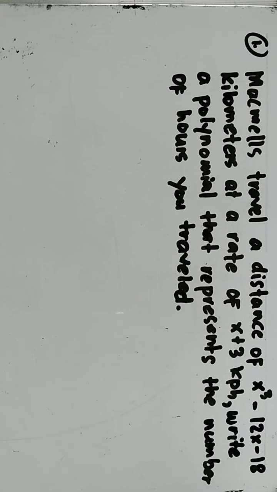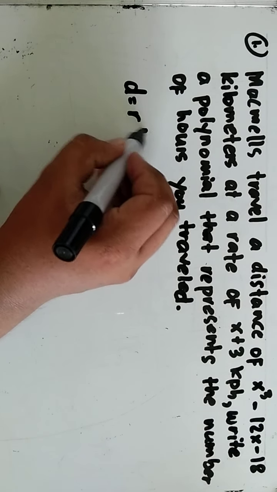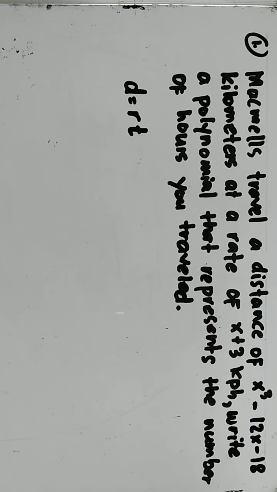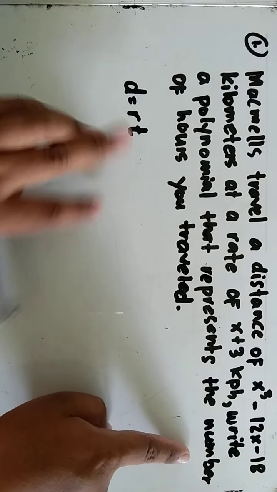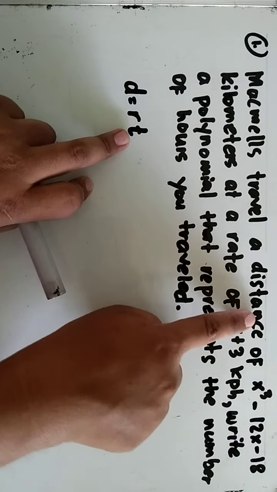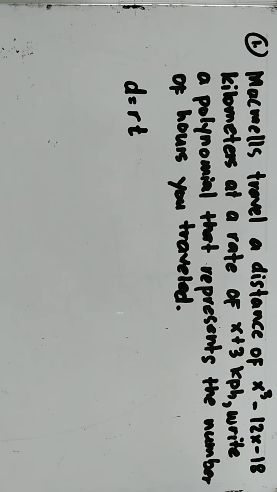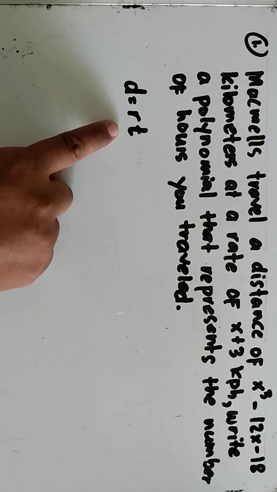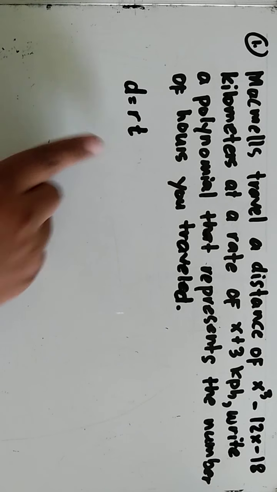So, ganito yun, class. Tandaan natin na ang formula ng distance ay the rate times the time. So, the rate times time, that will give you the distance. Now, in our case, pinapasolve niya tayo ng number of hours, ibig sabihin ng time. Binigyan niya tayo ng distance at binigyan niya tayo ng rate. So, ibig sabihin, isolve natin yung time. Dahil isosolve natin ang time, kailangan nating i-manipulate yung ating formula, yung d equal to rt.